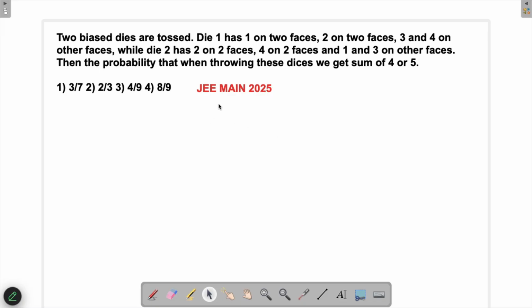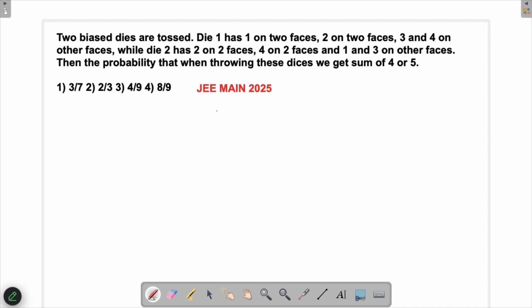All right, so let's solve a problem which appeared in JEE Main 2025. This question says that there are two biased dice, not unbiased. Die one has 1 on two faces, 2 on two faces, and 3 and 4 on the other faces, while die two has 2 on two faces, 4 on two faces, and 1 and 3 on the other faces. Then we have to find the probability that when throwing these dice, we get a sum of four or five. So let's write down the information.